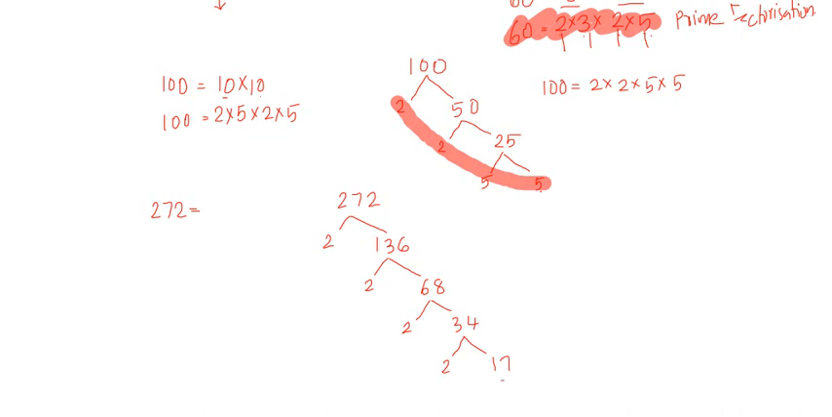Can it be divided by 2? No. 3? No. 4? No. 5? No. 6? 7? No. 8. I don't need to check 9 anyway. So 272 is 2 times 2 times 2 times 2 times 17. We did the prime factorization of 272.